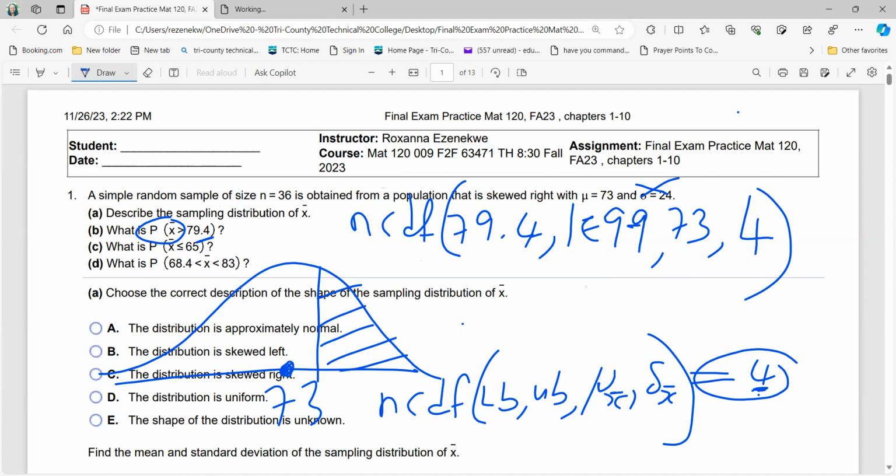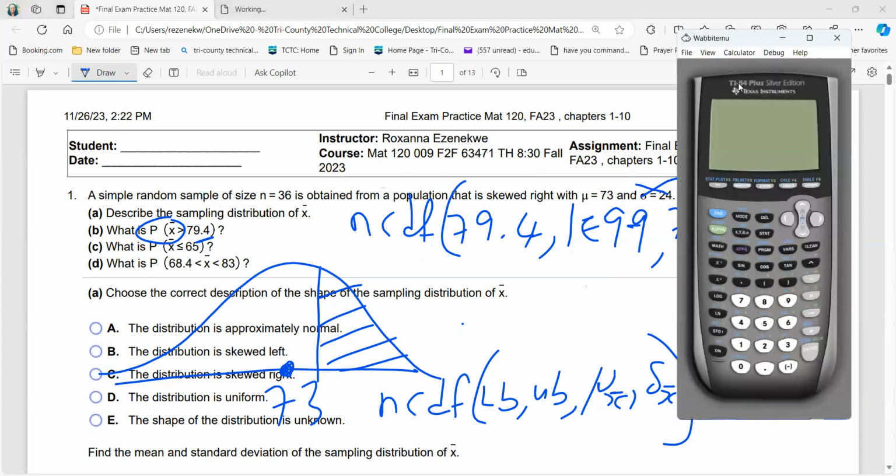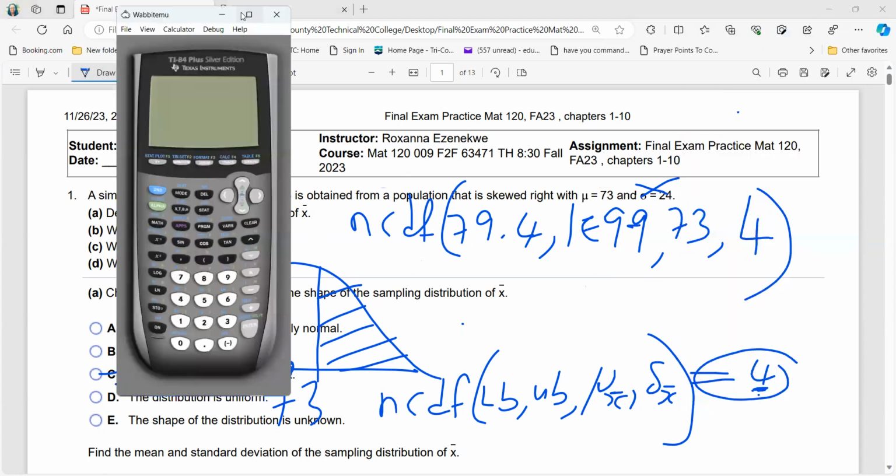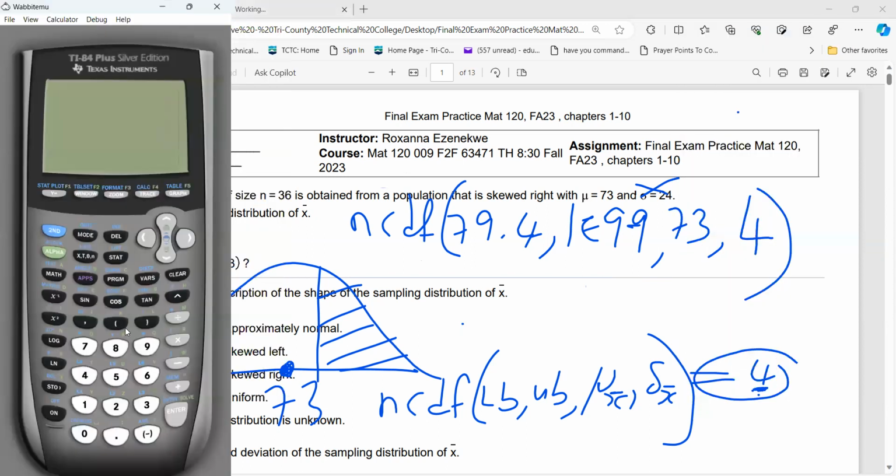Now plug it into your calculator. So I'm going to pull my calculator up. I can make it bigger. It's too small. Okay. We'll turn my calculator on. And then remember where to go to do normal distribution. Second distribution, normal CDF. So it is normal CDF. I'll select number 2. The lower bound is 79.4.